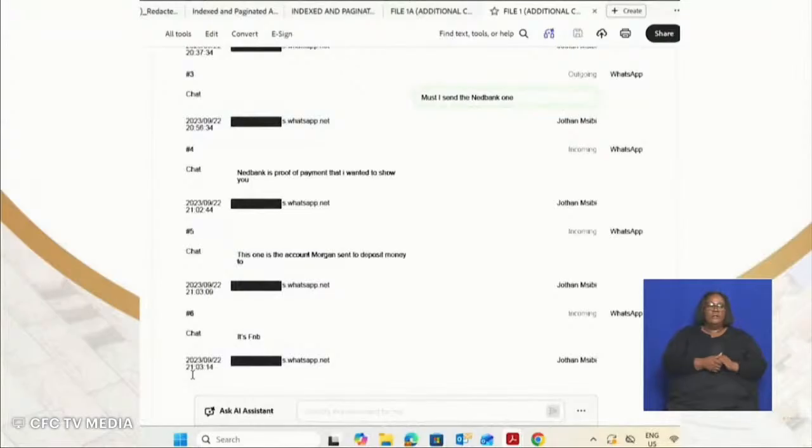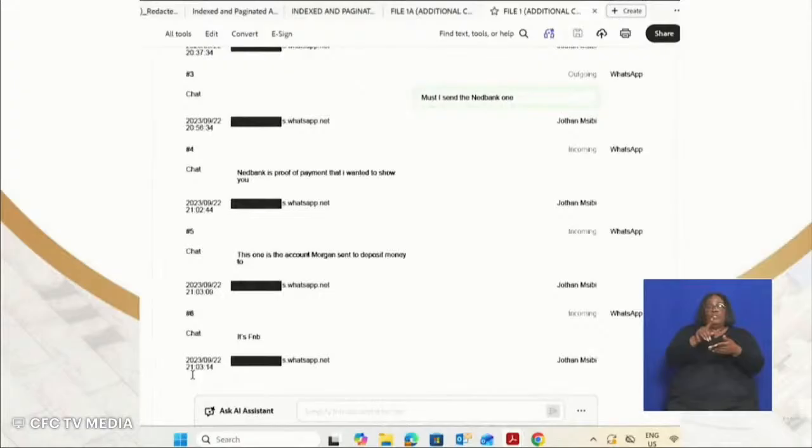Let's see if we can, you and I can understand what you meant then by following chat 6. You then, at the bottom of page 122, you say it's FNB. I take it it's FNB account. Yeah, I see it. So you are informing Mr. Msibi about an FNB account, if we read it together with chat 5, into which the deposit must be made. This detail from Mr. Morgan. Would that be a reasonable interpretation at least?